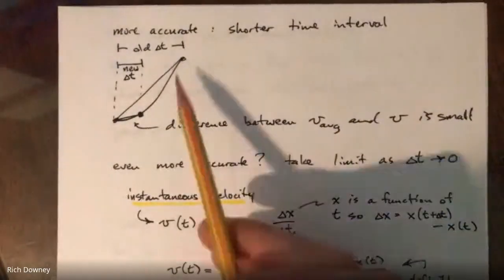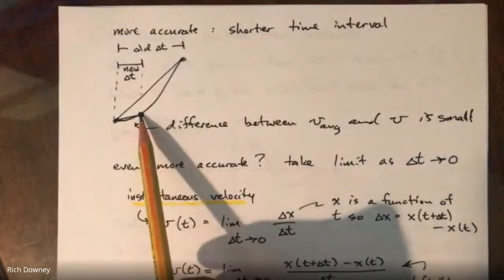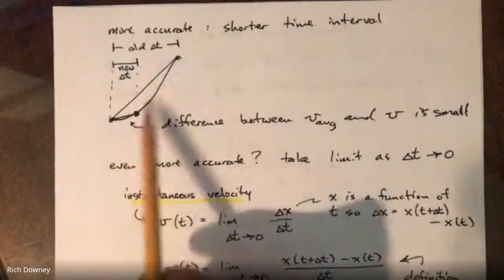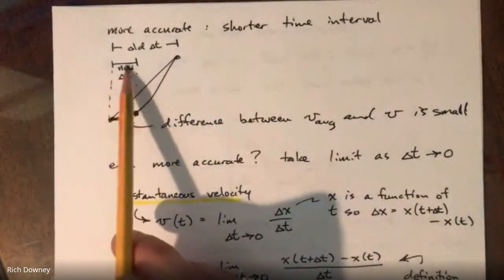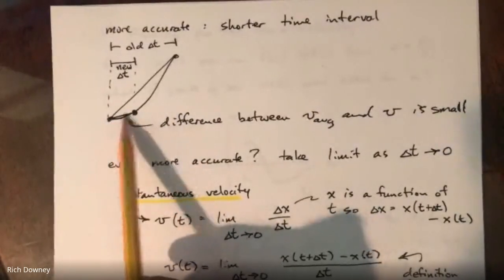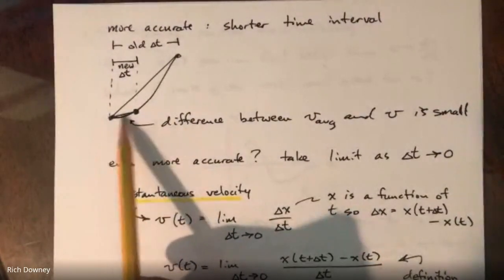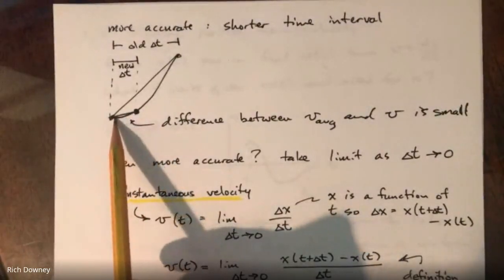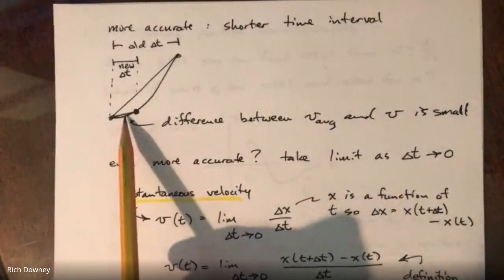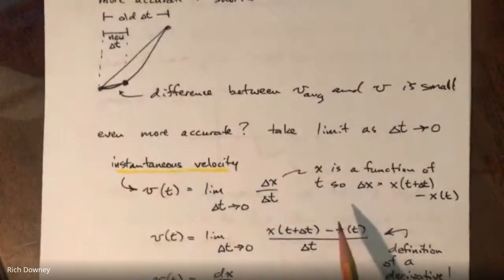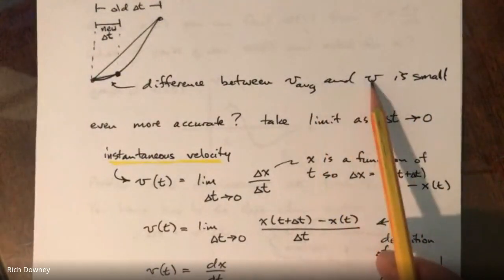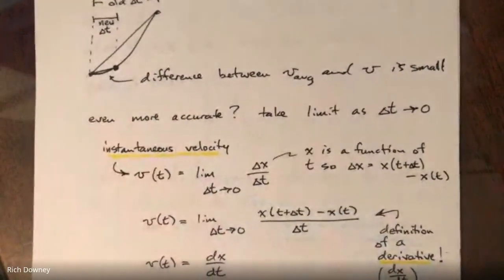So how do we get more accurate? Look at a shorter time interval. Here's my old delta t, which covers this whole width of this one little segment of the graph. But I'm going to look at a new, shorter delta t. In that shorter delta t, my average velocity, the straight line here, is going to be a lot closer to the slope of the curved line at any point. Still not exact, but it's going to be closer. So there's a pretty small difference between average velocity and velocity over this time interval.